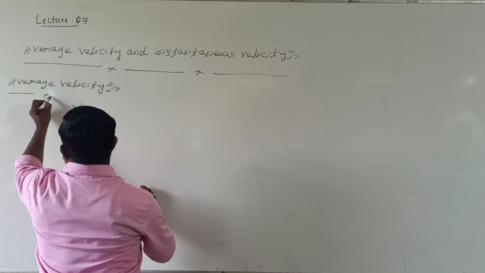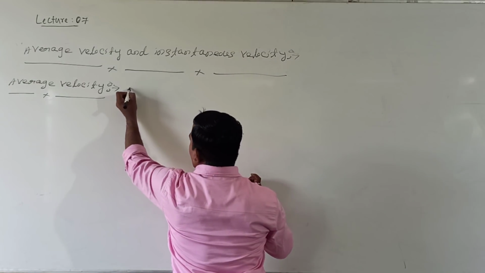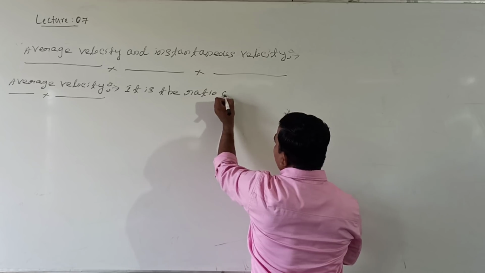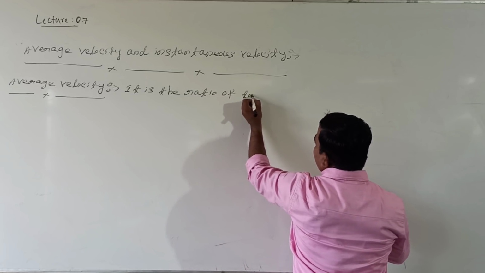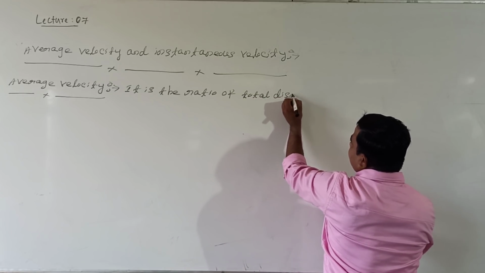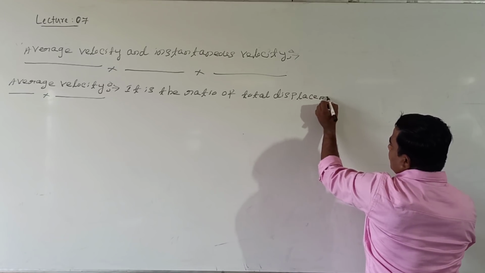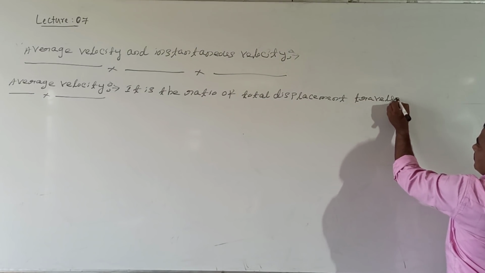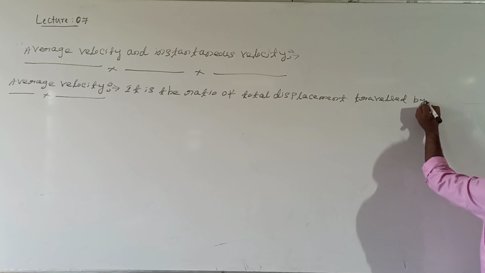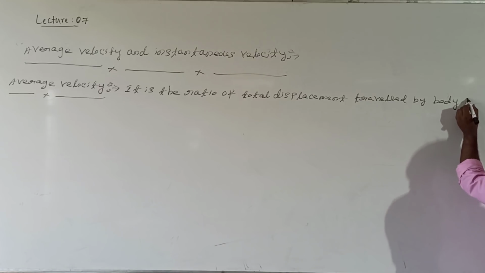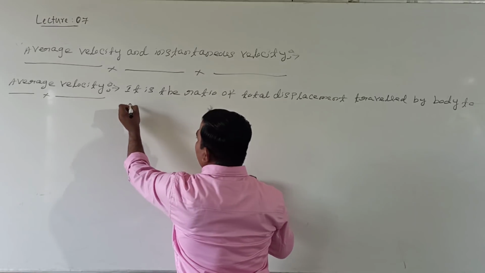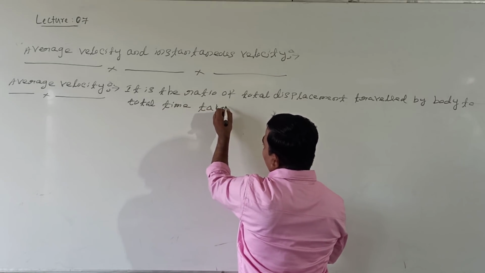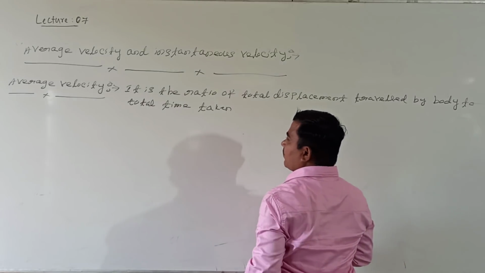Average velocity. Average velocity is the ratio of total displacement traveled by the body to total time taken, right?